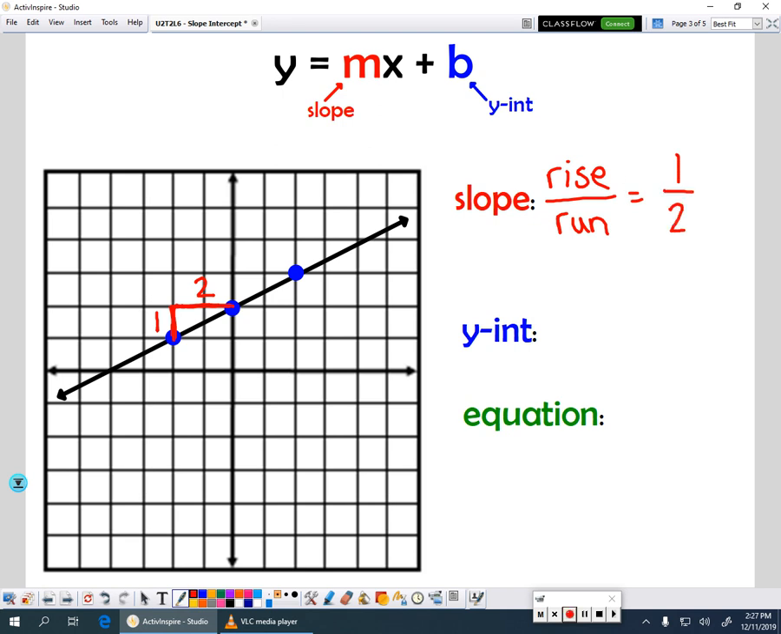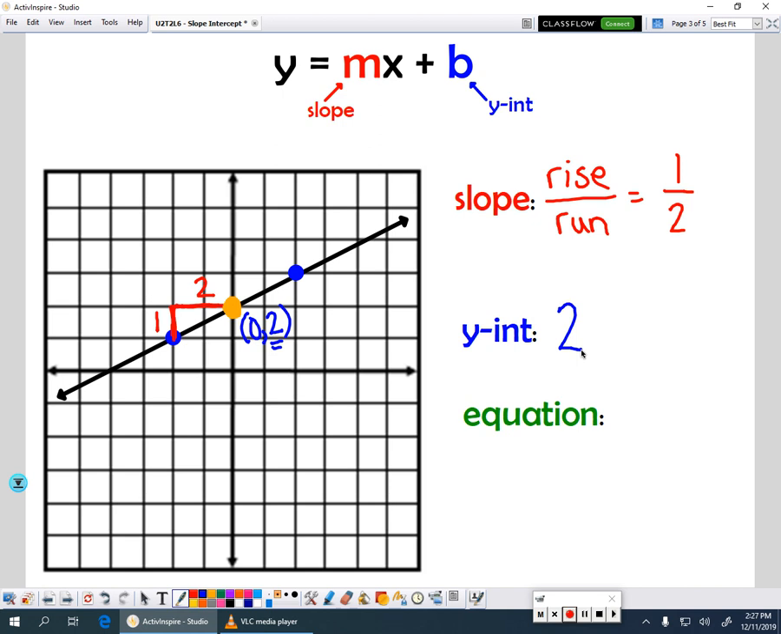The next thing I need is my y-intercept. The y-intercept is the place where your line crosses your y-axis, which is right here. Now this ordered pair is (0, 2). Your y-intercept is just the y value here. So our y-intercept in this case is 2.